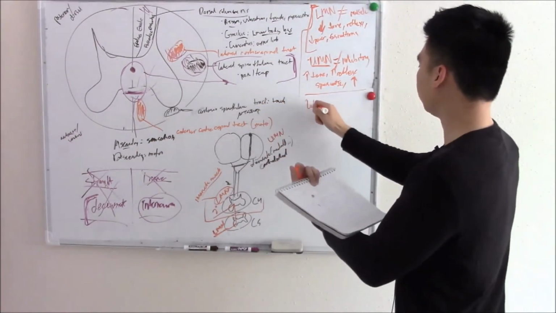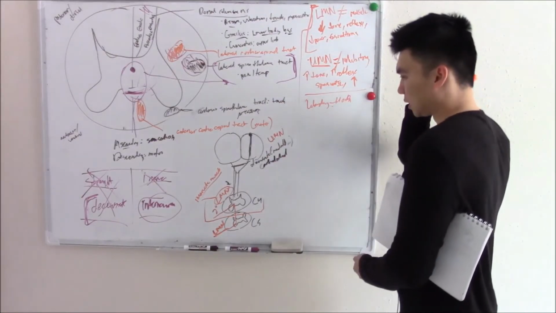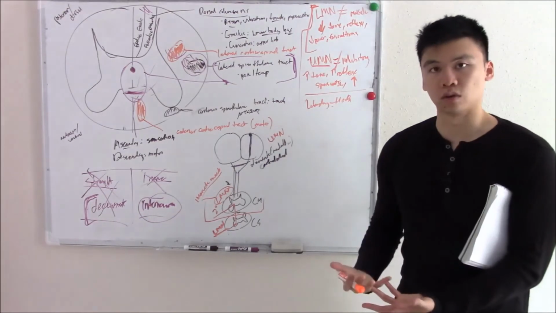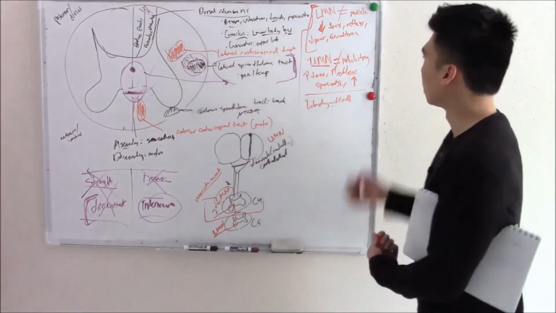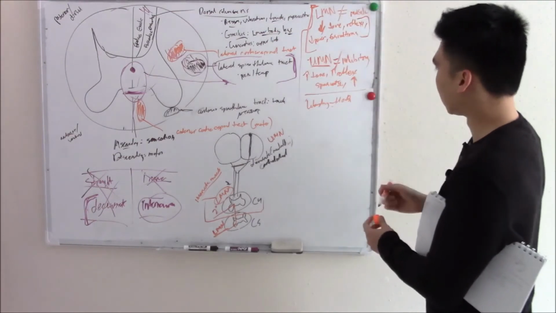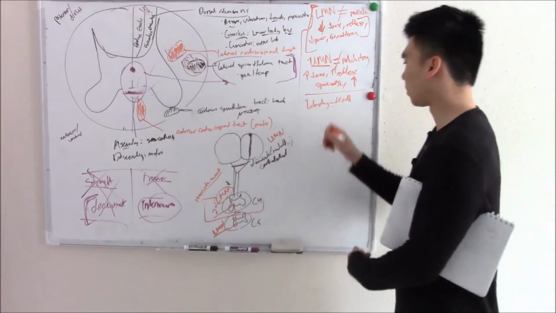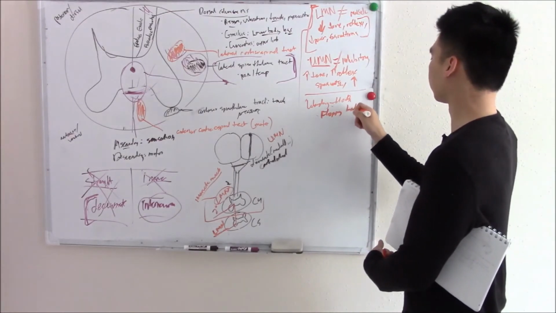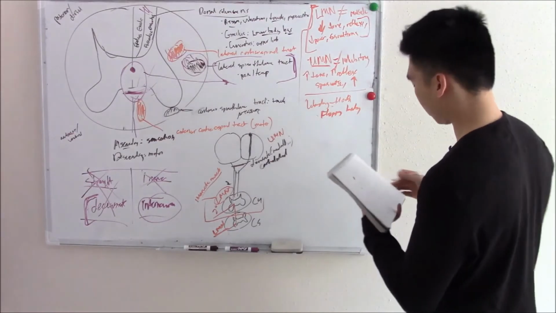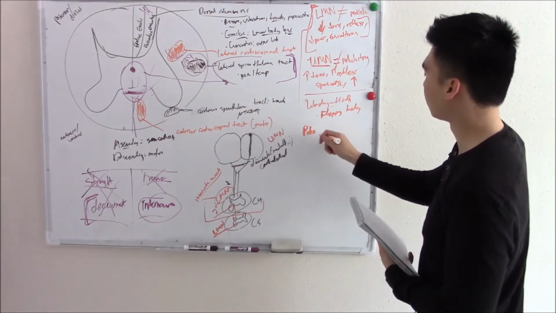We have Werdnig-Hoffman disease. Werdnig-Hoffman disease is an inherited disease that affects your lower motor neurons. All your lower motor neurons. So what do you think will show up? You'll have all this: decreased tone, decreased reflex, decreased power, and the child will look floppy. Floppy baby. Floppy baby. From birth.